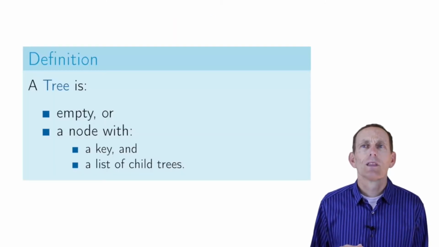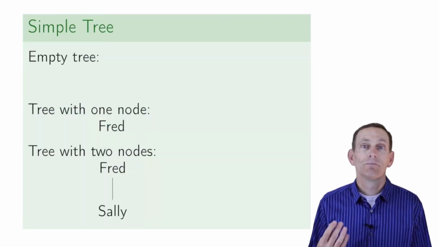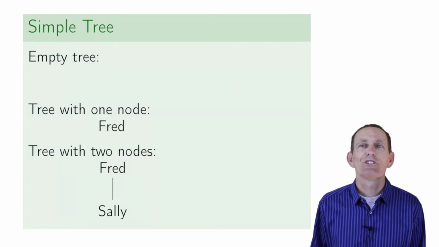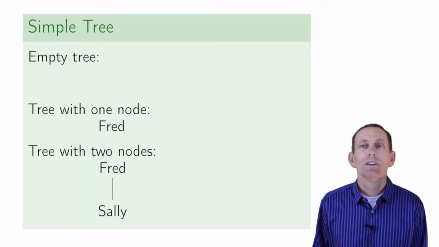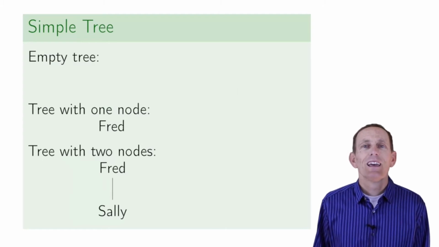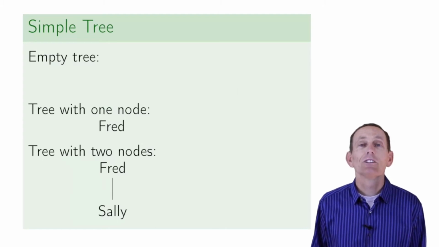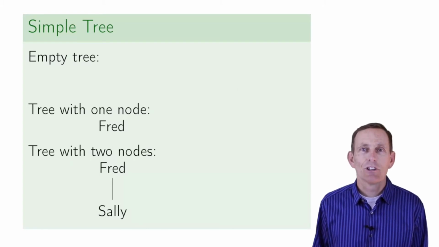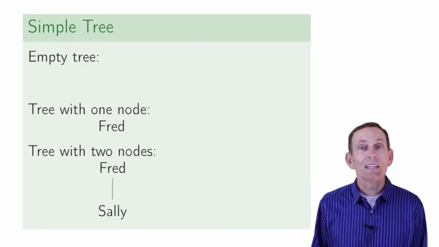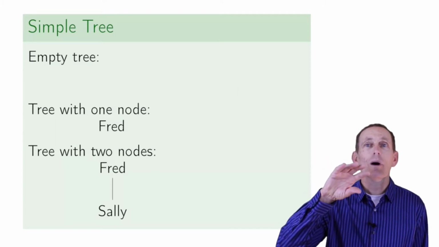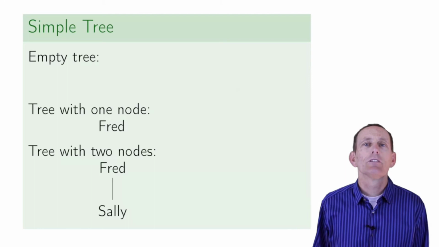Okay. So let's look at some other examples. An empty tree, well, we don't really have a good representation for that, it's just empty. A tree with one node is the Fred tree and it has no children. A tree with two nodes is a Fred with a single child Sally, that itself has no children. In computer science, commonly trees grow down, so parents are above their children. So that's why we have Fred above Sally.